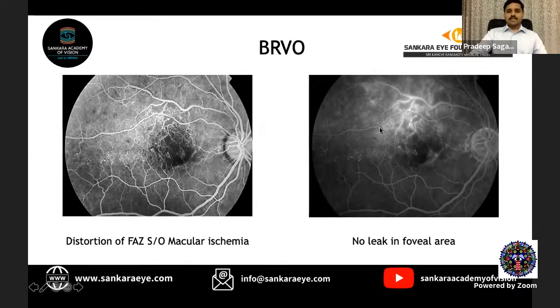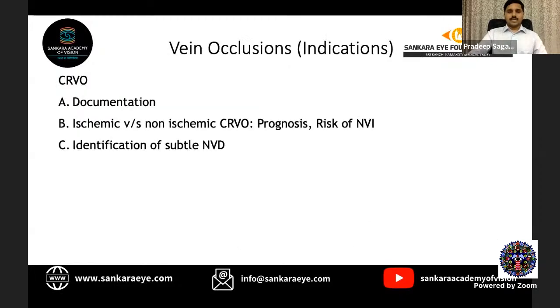And here we can see that there is no leak in the foveal area. So it's a case of old superotemporal branch retinal vein occlusion with macular ischemia.